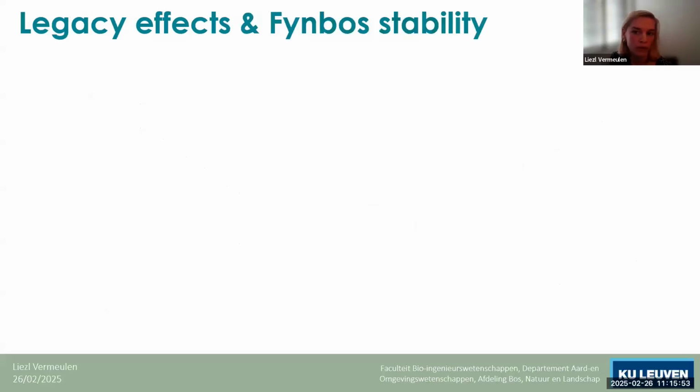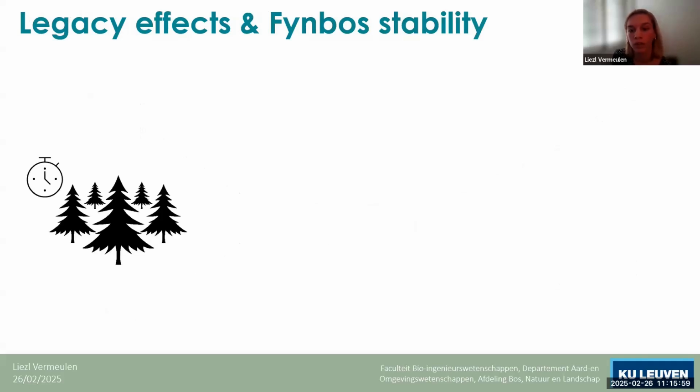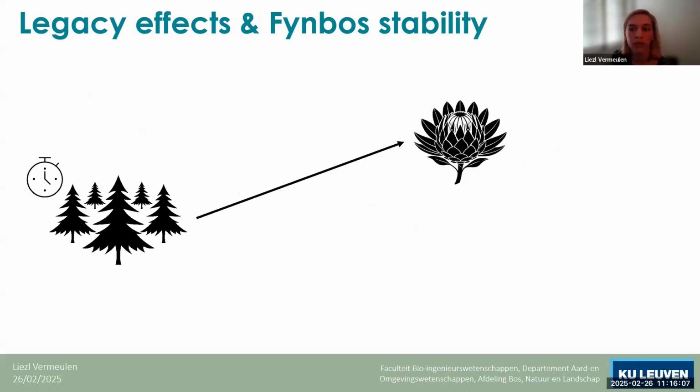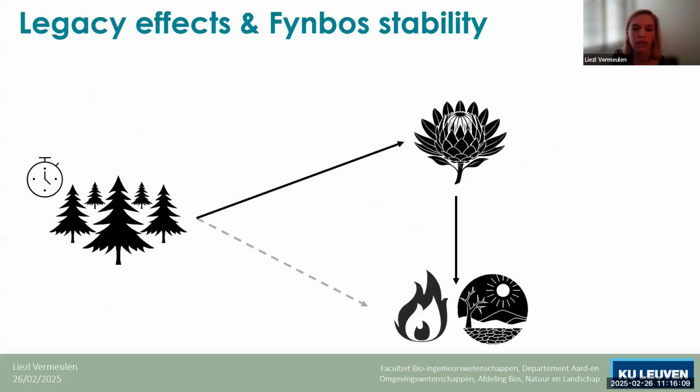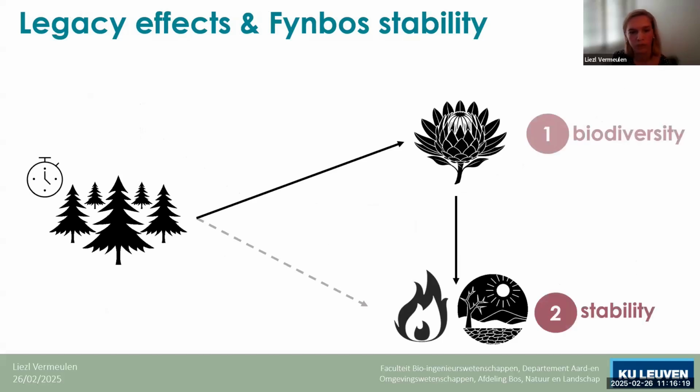So what are we trying to figure out in this study? We specifically want to disentangle what the effects of exotic plantations in the past are on the ecosystem in present day. And we want to see what these direct effects are on biodiversity and what these indirect effects are on stability of the ecosystem during drought. So we will be specifically focusing on biodiversity and stability going forward.